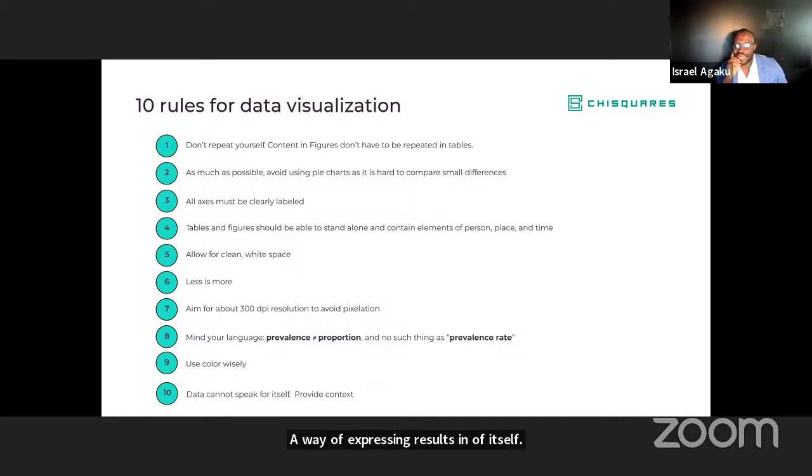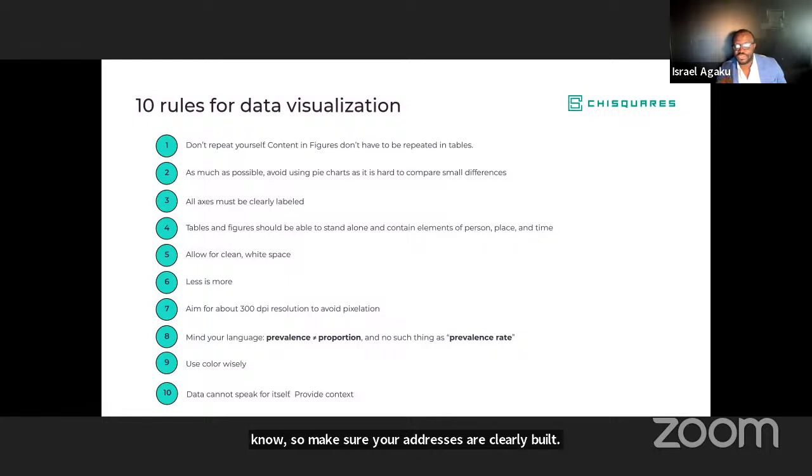Number two, please avoid using pie charts in manuscripts. Pie charts are extremely hard to read, especially when you have differences that are small, right? It is not a very good way to look at absolute differences between estimates. So please do not use pie charts in your manuscript. You can use a bar chart or a column chart, but please religiously avoid using pie charts as much as you can. Make sure that all axes are labeled. Don't be that author who submits a figure without saying what exactly is on this axis. We don't know. So make sure your axes are clearly labeled.